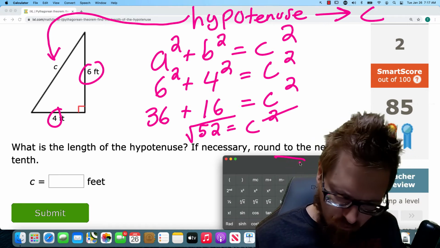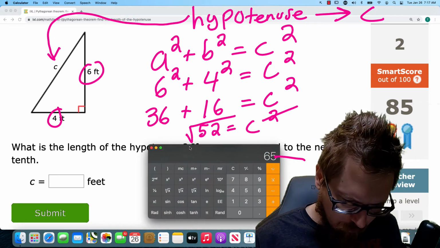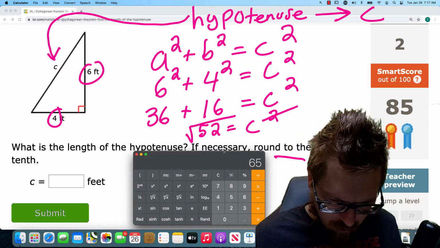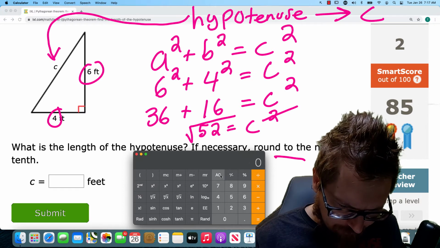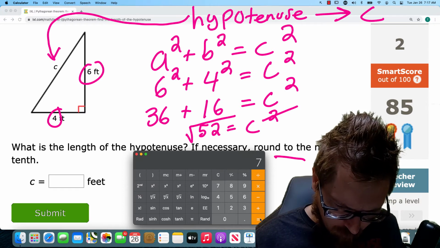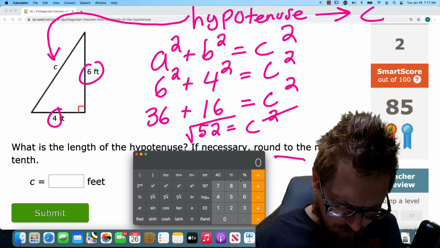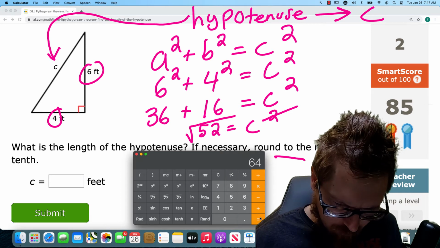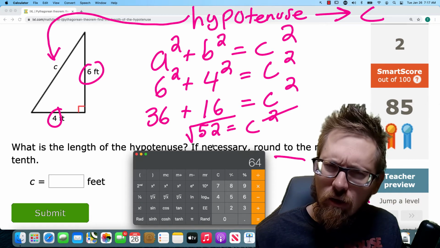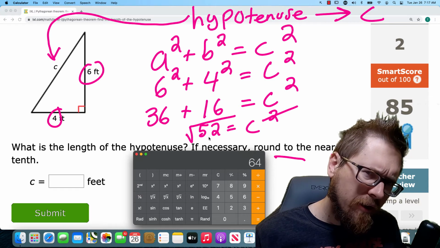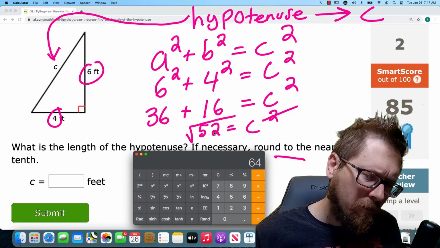Okay, let's move this over here. What you want to do is, well, let's see. If I go 7 times 7, that gives me 49. And again, I'm using the calculator just to be extra clear here. 7 times 7. Let's try 8 times 8. 64. It's not really possible to get two integers that give you 52.